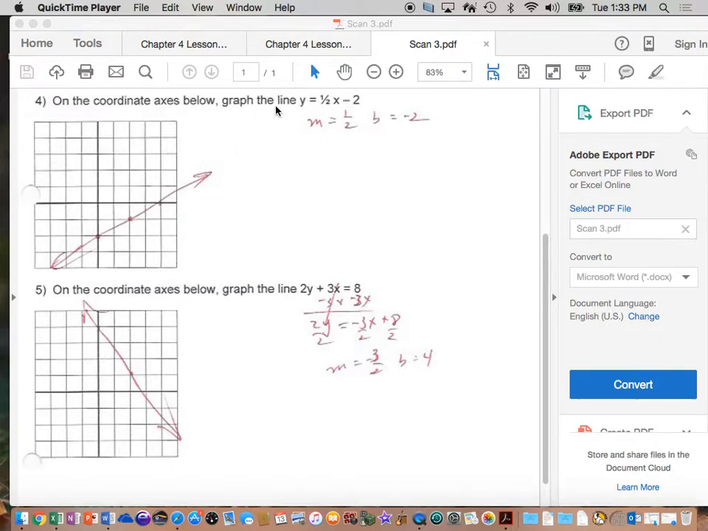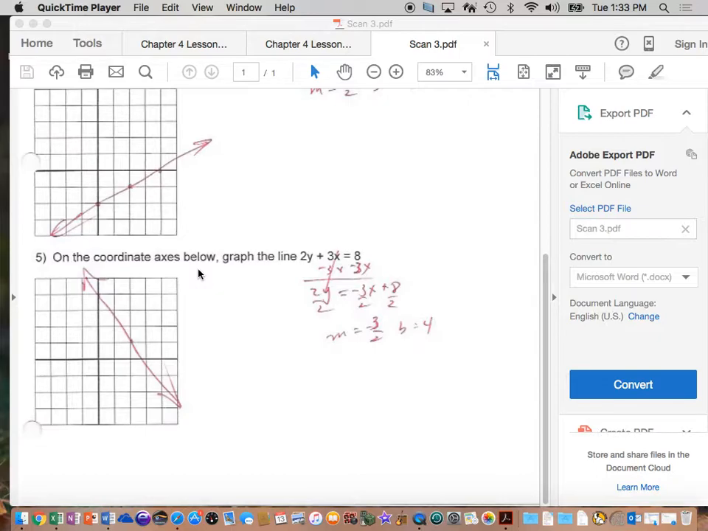Now, the good news is, number 4, just about every person in the class graphed properly. They recognized right away that the y-intercept was -2, the slope was 1/2. They began at -2, up 1 over 2, up 1 over 2, because you move according to the slope. That looked very good. But now, on number 5, we had problems again.